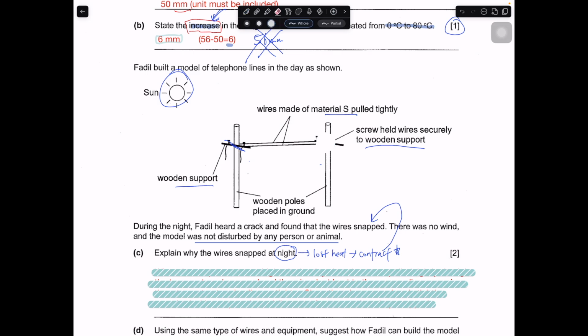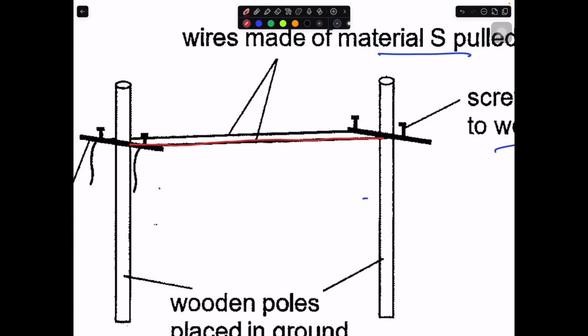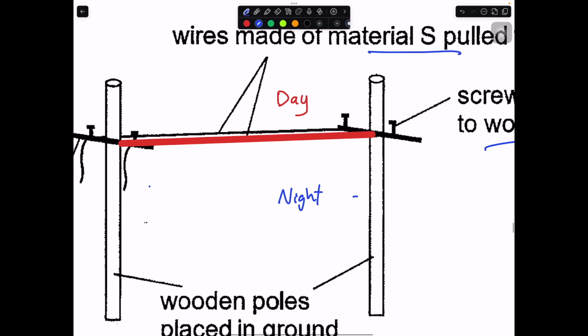So let me put it this way. Let me assume this is the original length of the wire. Let me draw a little bit bigger. This is the original length of the wire during the day. And this is the wire that is found in the night. The length of the wire in the night will become shorter, right? But because of the design of this setup, it's secured at the ends. So the wire, in this case, will become something like this.